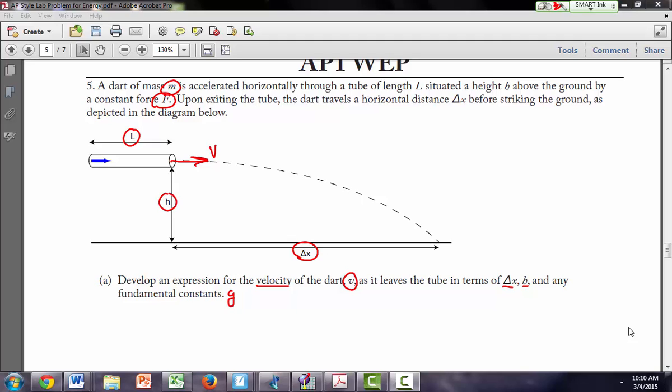What we're going to do is use what we've learned about kinematics and maybe some fundamental principles of energy, conservation of energy, to solve this particular problem. Okay?